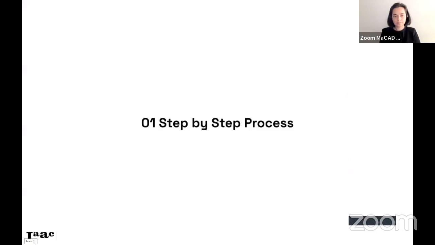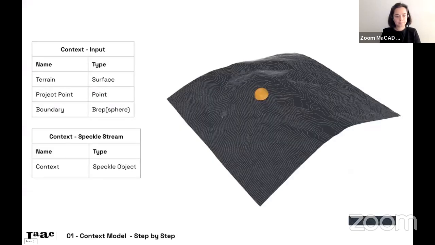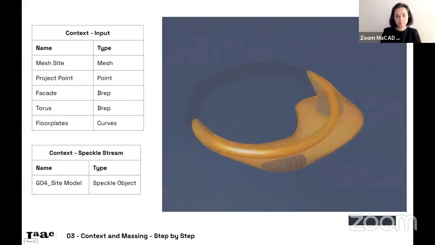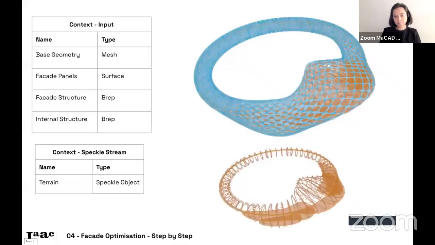Now we are going to explain a little bit of the step by step process for the sections. We start with the context model, where as input we had a terrain as a surface, a project point which was the location of the project in the terrain, and then a boundary, which was like a sphere containing the whole massing. We did the same for the geometry process, with different elements: the facade, the floor plates, and the torus as our main geometry driver. Then we follow with the context and massing, where we combine both models and add a little more detailing in relationship to the project and the terrain. For all of these steps, we generate different streams, and then we were playing with the streams.